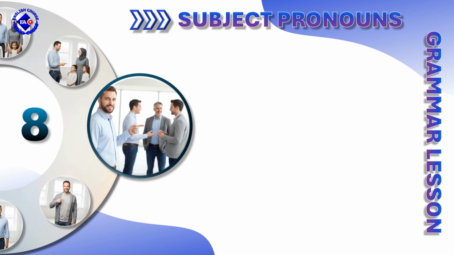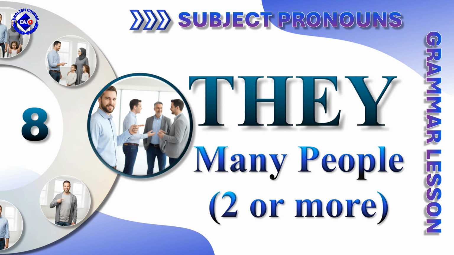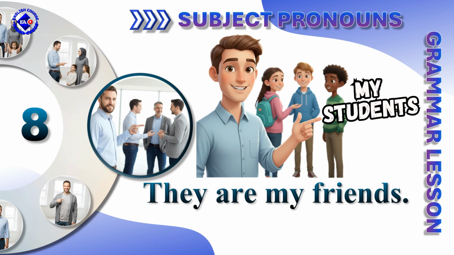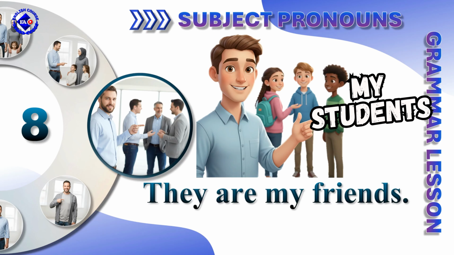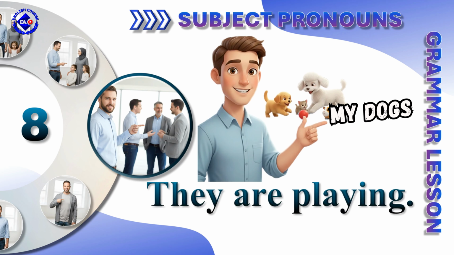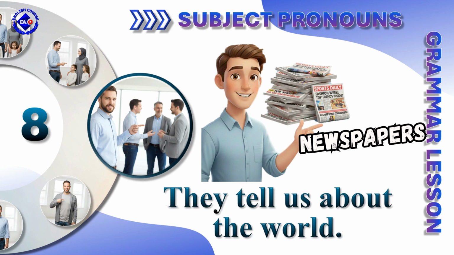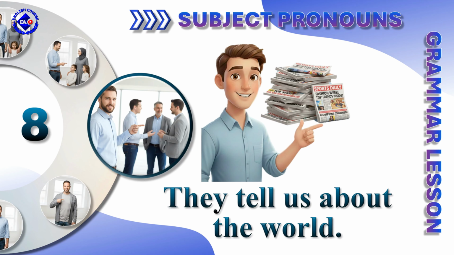Finally, if we are talking about a group of people, animals, or things, we use they. Example: these are my students. They are my friends. These are my dogs. They are playing. These are newspapers. They tell us about the world.